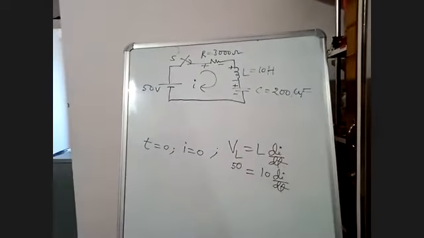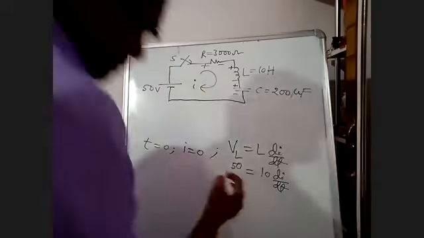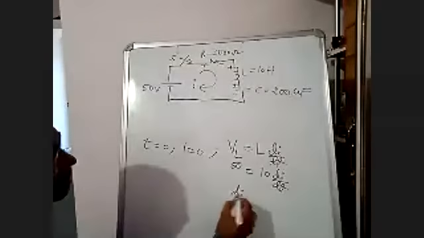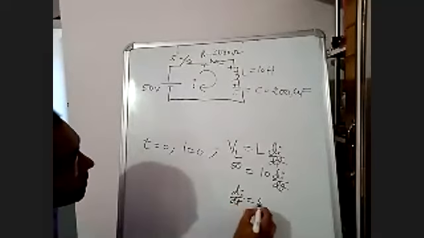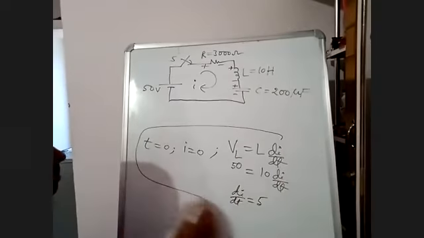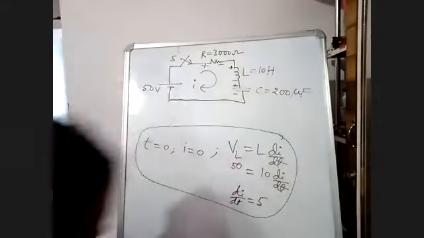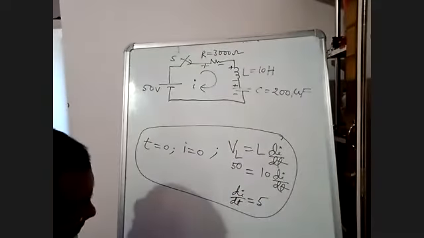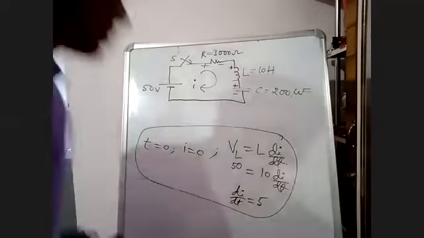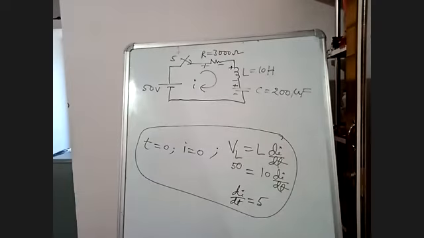Then tell me, what is the value of di by dt? 5. Note this down.